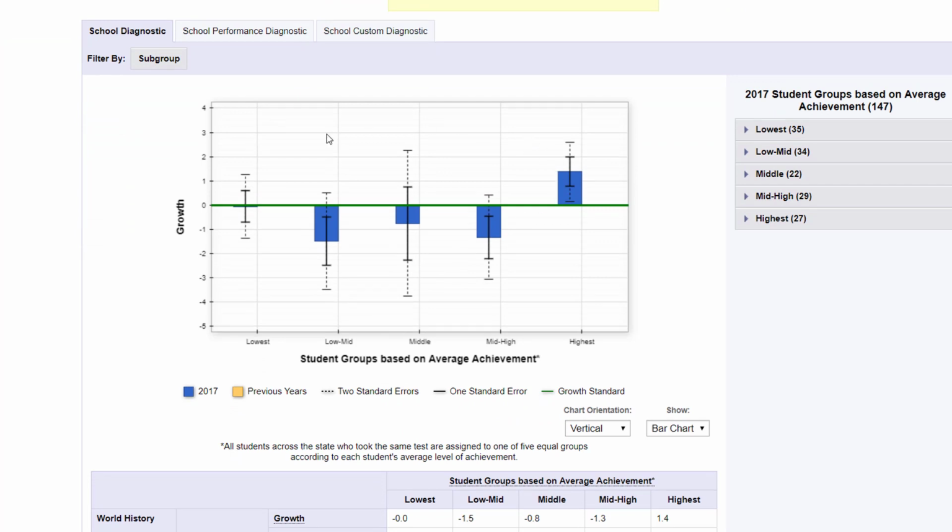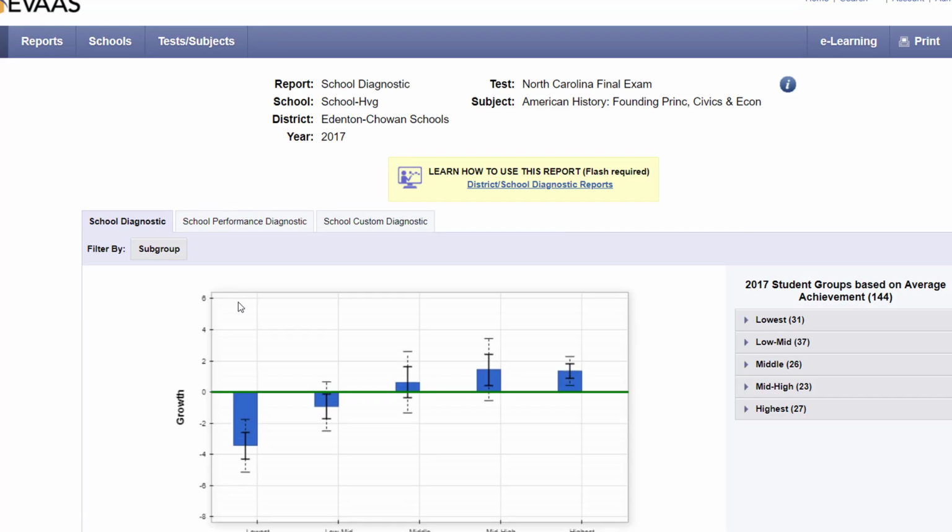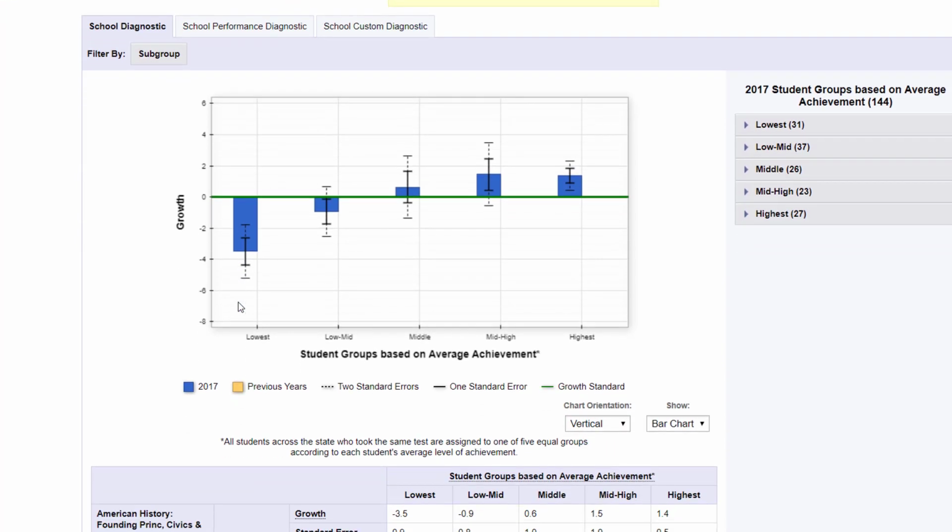Very quickly, based on what I've already shared with you about the diagnostic report, you can see that in world history, our area of strength is our highest performing students. Not so in any other quintile. So let's look at our next subject of history, which is civics and economics. Again, you see a similar pattern. It is a little better than world history. As we start to move up the quintiles, our bars do rise above the line, but still we can see the pattern of our lowest performing students are falling below the line and not meeting growth.